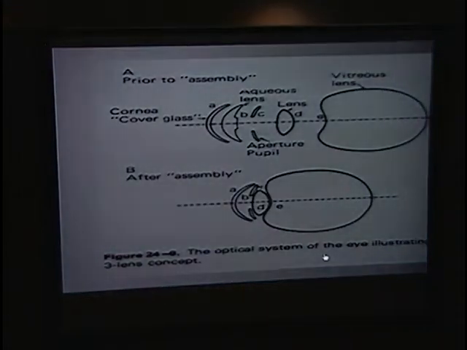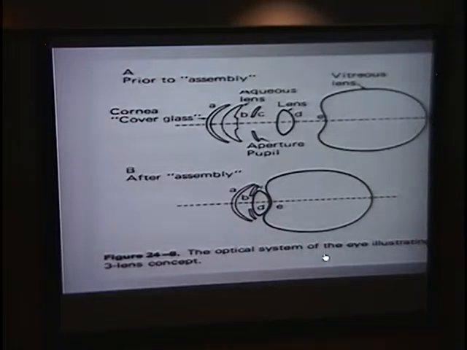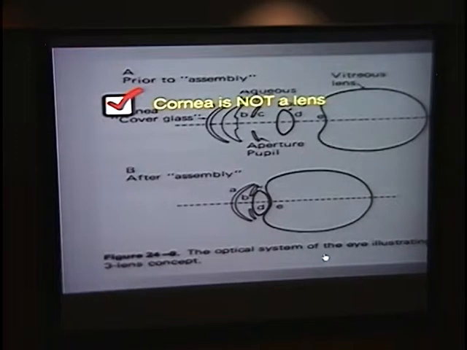Let's just restate a few important things we've been discussing. The normal cornea is not a lens. The normal cornea may have a very slight lens power, but it is certainly not a plus 40 diopter lens as we have been taught.